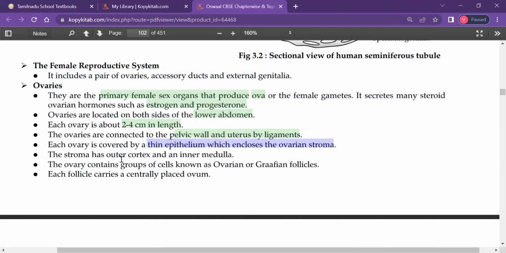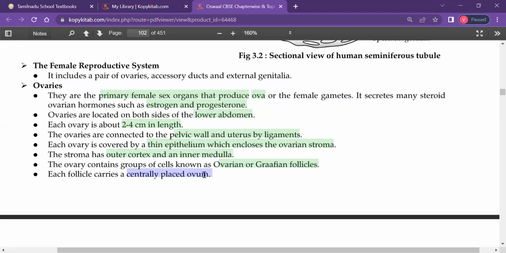The stroma has an outer cortex and inner medulla. The ovary contains a group of cells known as ovarian or Graafian follicles. Each follicle carries a centrally placed ovum. Right? Graafian follicle contains a centrally placed ovum.